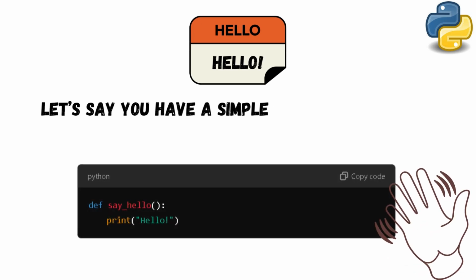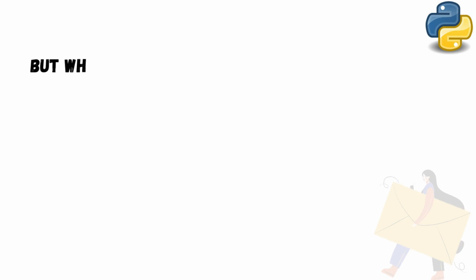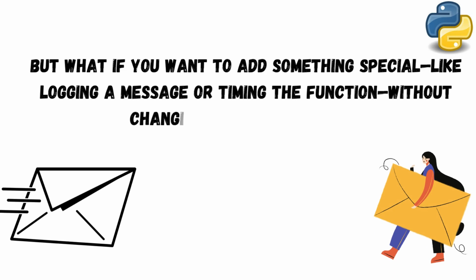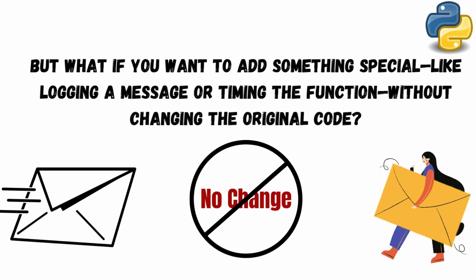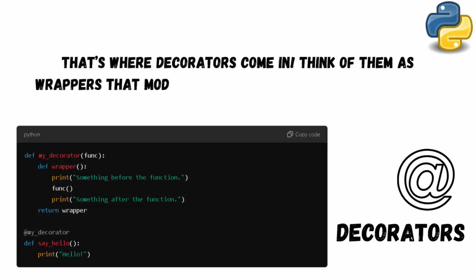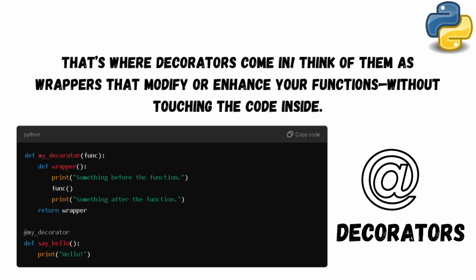Let's say you have a simple function that says hello every time you call it. But what if you want to add something special, like logging a message, or timing the function, without changing the original code? That's where decorators come in. Think of them as wrappers that modify or enhance your functions without touching the code inside.